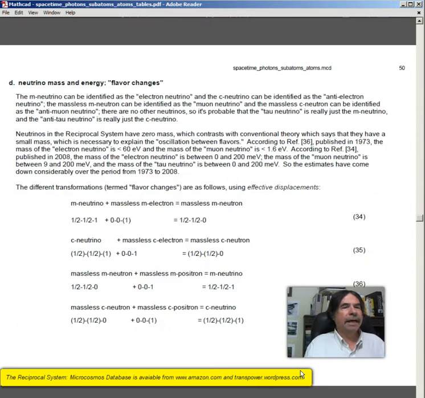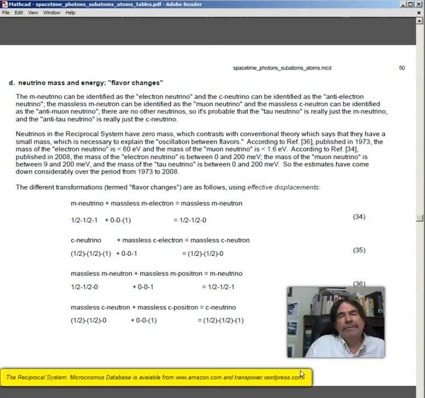D. Neutrino mass and energy flavor changes. The M neutrino can be identified as the electron neutrino, and the C neutrino can be identified as the anti-electron neutrino, in conventional terminology, of course. The massless M neutron can be identified as the muon neutrino, and the massless C neutron can be identified as the anti-muon neutrino. There are no other neutrinos, so it's probable that the tau neutrino is really just the M neutrino, and the anti-tau neutrino is really just the C neutrino.